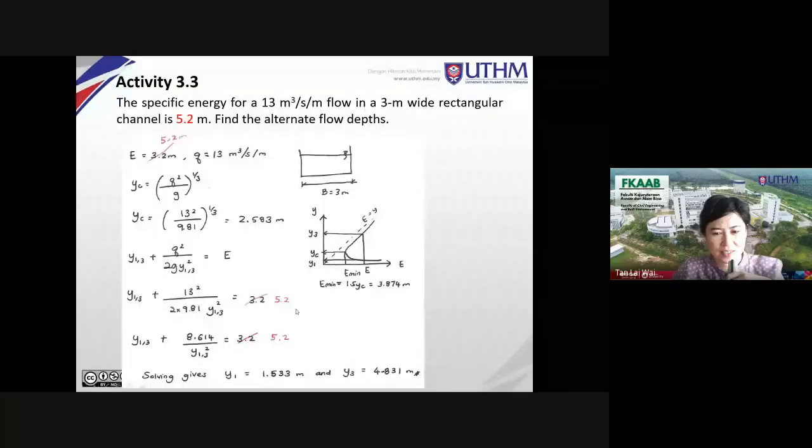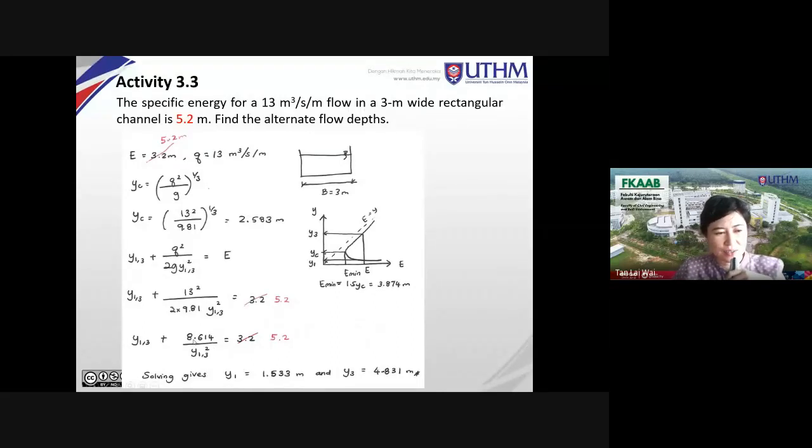So this is what Kevin did. Both of us got the same answer. So basically we need to solve this equation. Kevin rewrote this expression for him to solve it more easily in the calculator. So you're going to get y1 and y3.